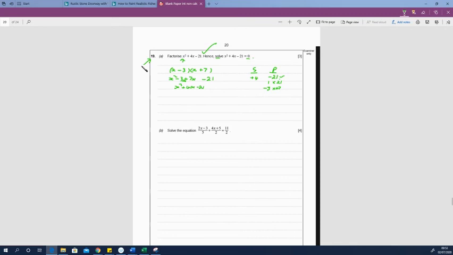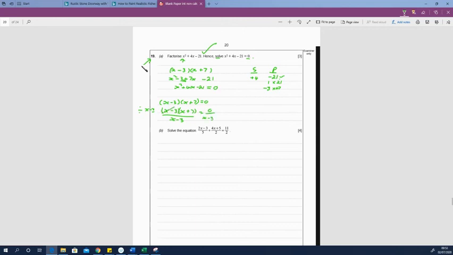Now it says when this is equal to 0, I have to solve it. Now we take our brackets: x minus 3 multiplied by x plus 7 is equal to 0. Now I want to get x on its own, so if I divide both sides by x minus 3, x minus 3 multiplied by x plus 7 divided by x minus 3 is equal to 0 divided by x minus 3.